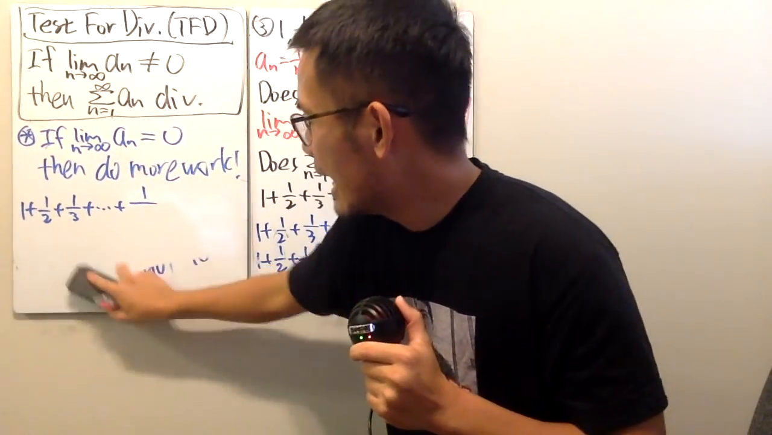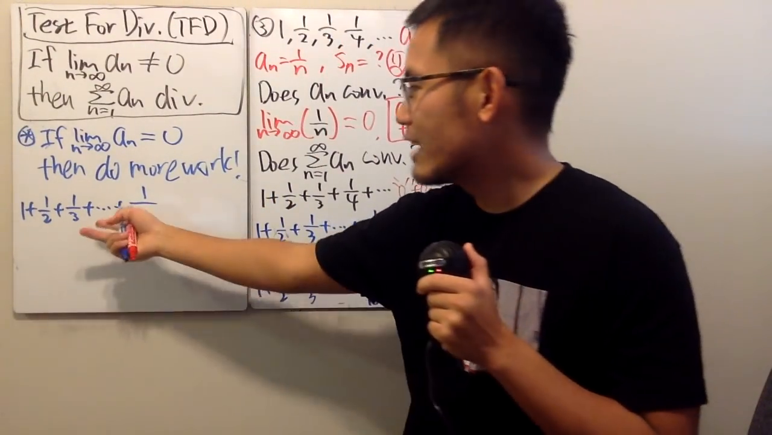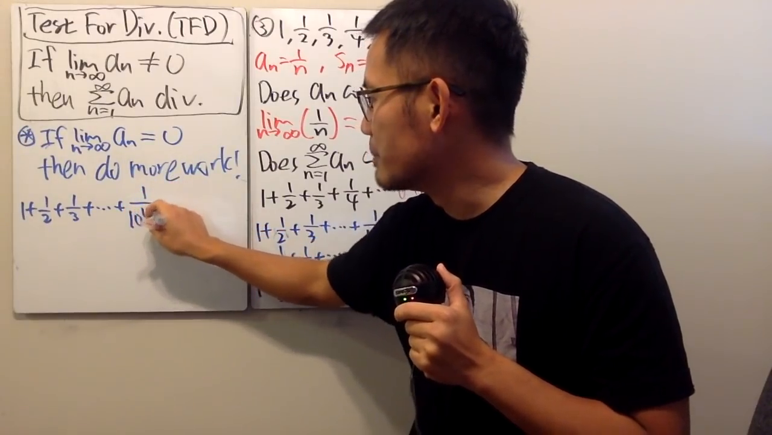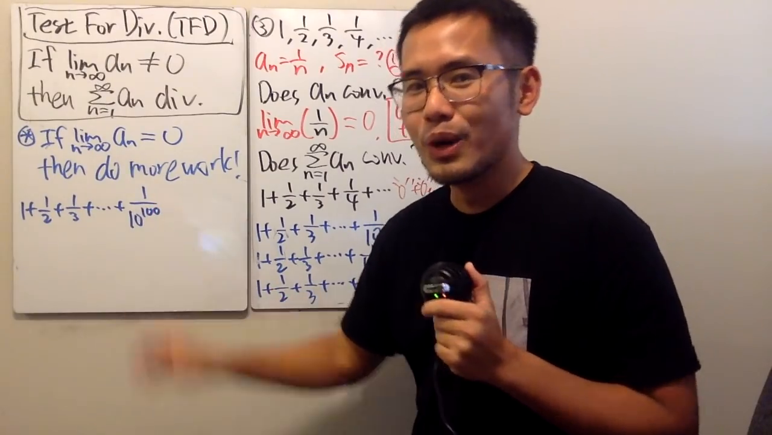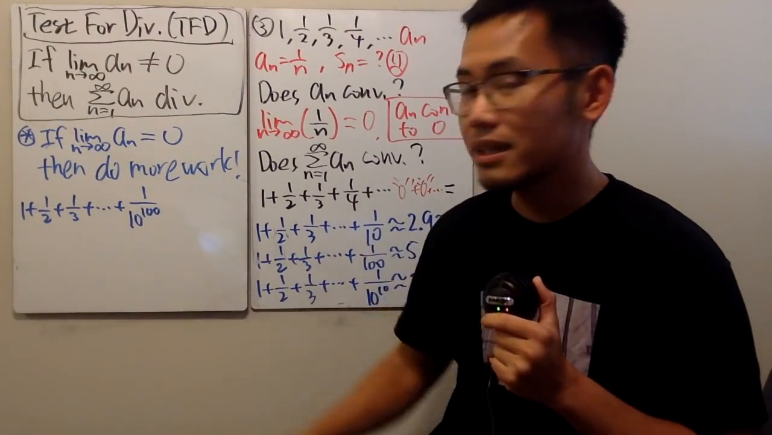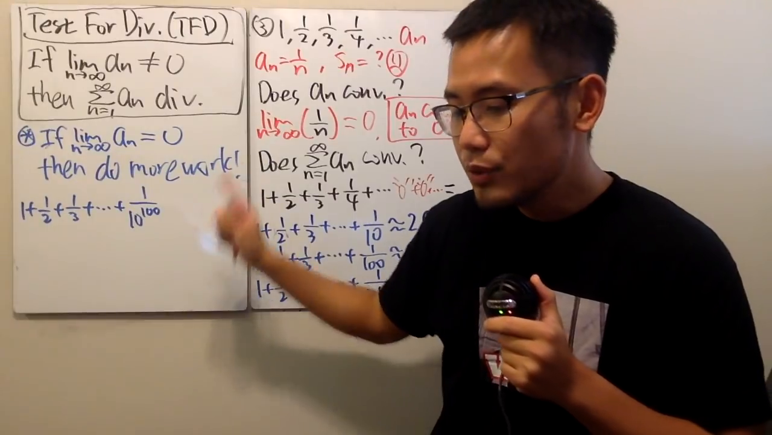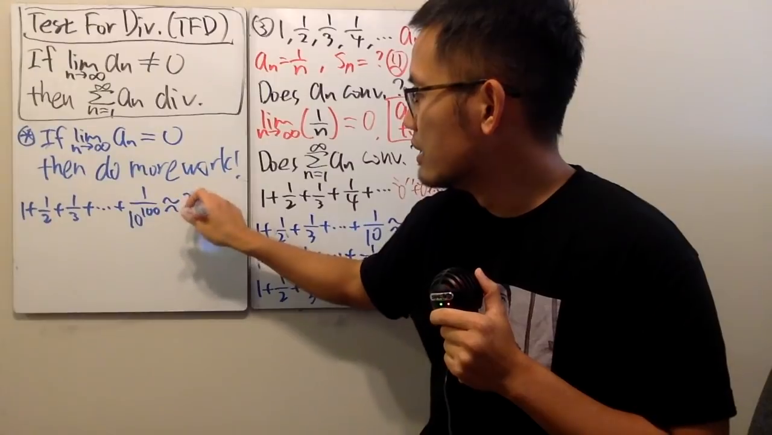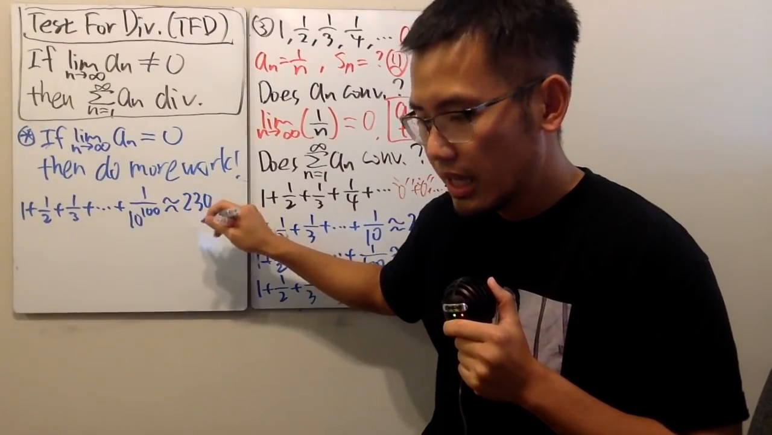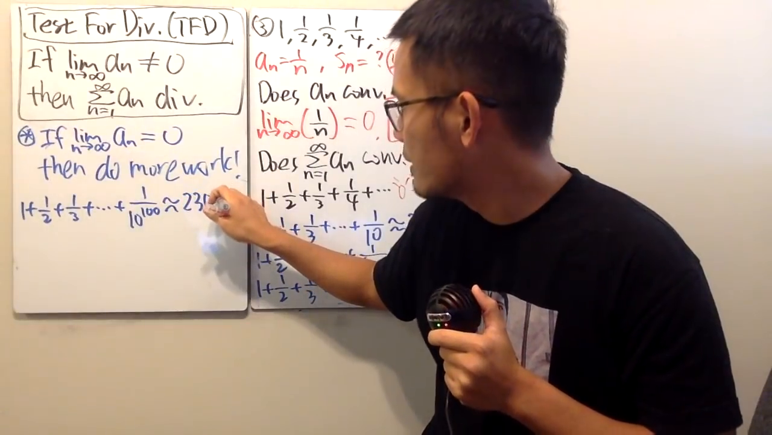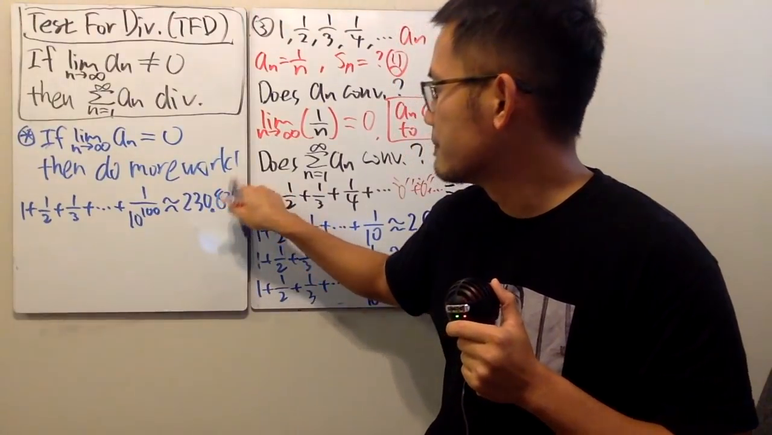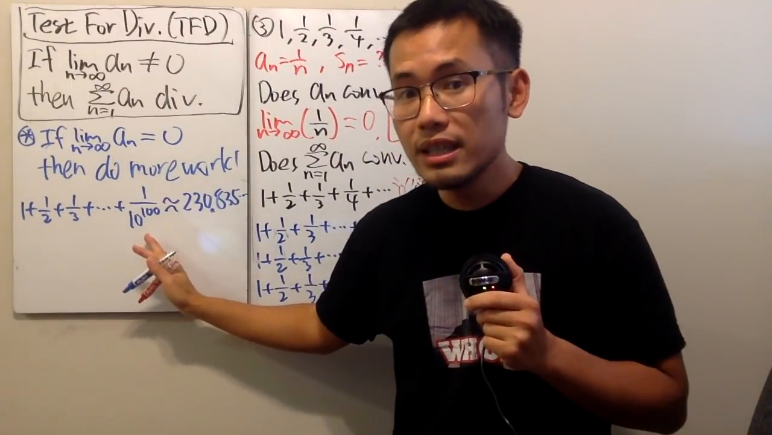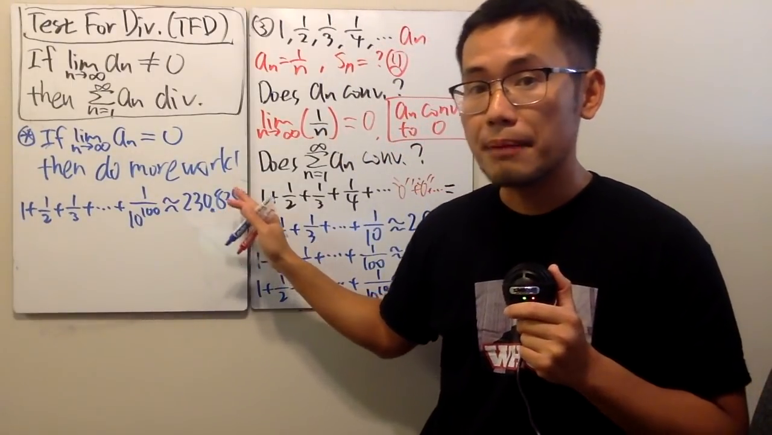So, let me have 1 plus 1 half plus 1 third plus dot dot dot plus 1 over 1 googol, namely 1 over 10 to the 100th power. This is humongous, right? But if you use Wolfram Alpha, this is approximately 230.835 dot dot dot. Man, we have a lot of numbers right here already, and this number is still going up.